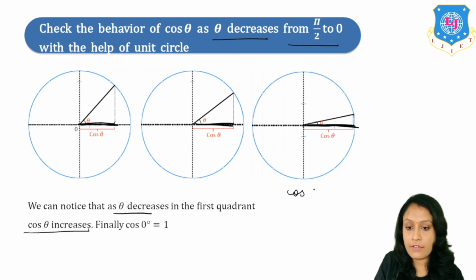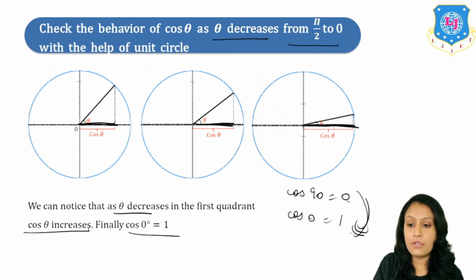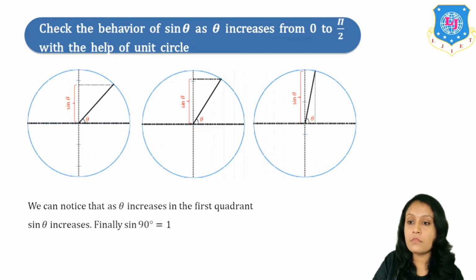Also we can say that cos 90 degree, we know it is 0, and cos 0 is 1. So as we are moving from 90 to 0, the value is what? Increases. And we know the answer of cos 0 is what? 1. Now let's study the behavior of sine theta.